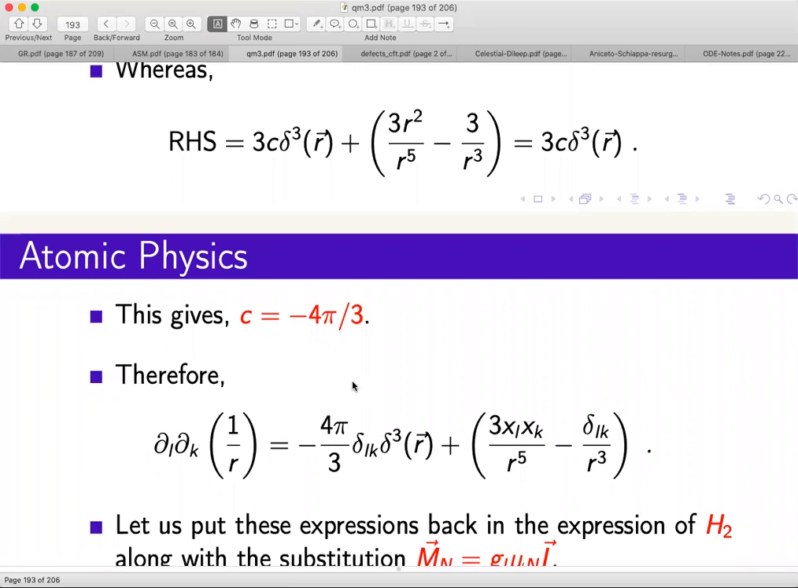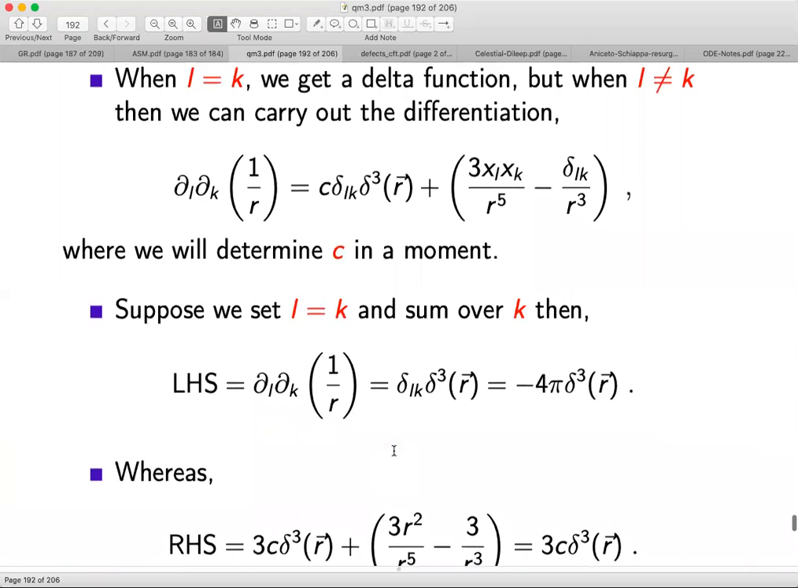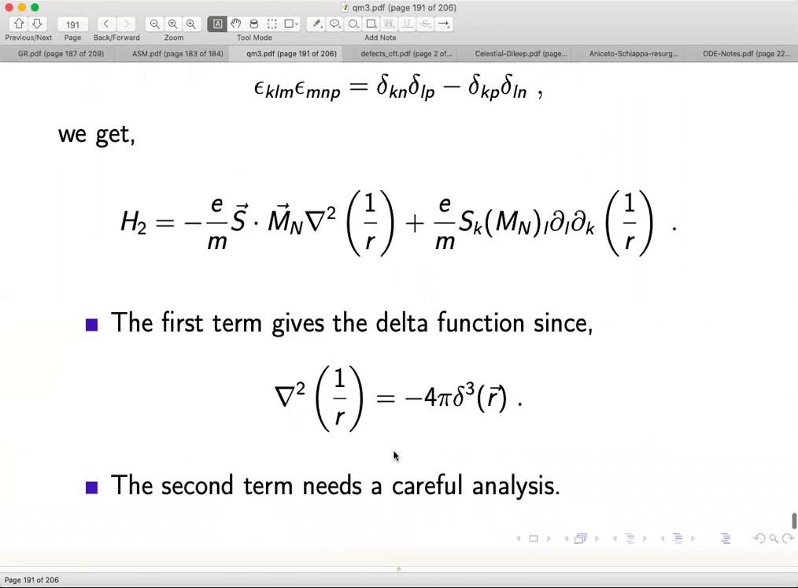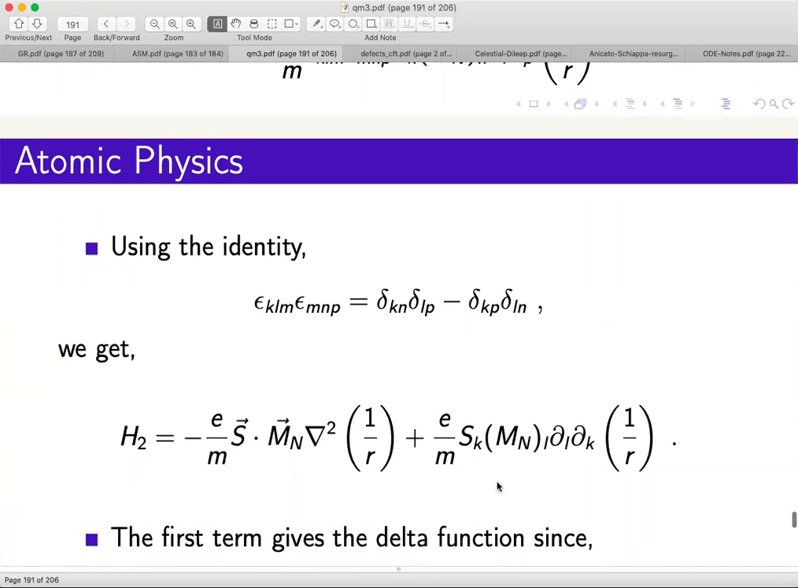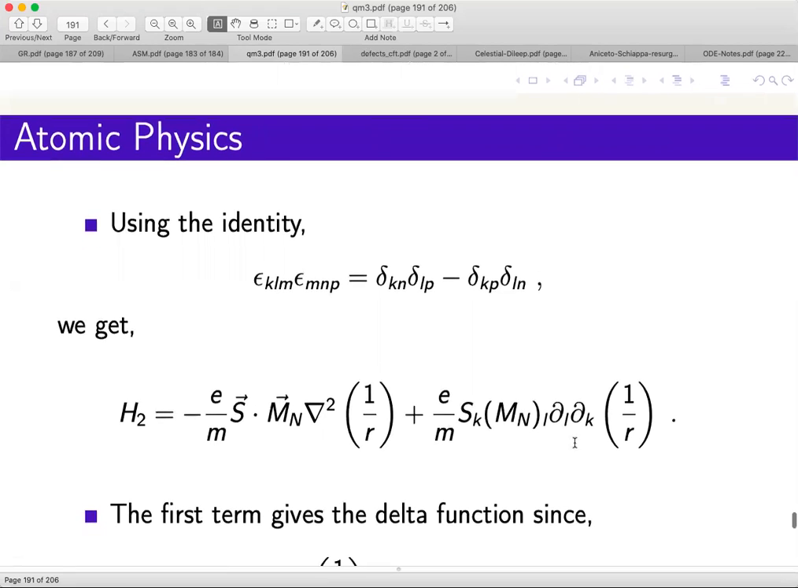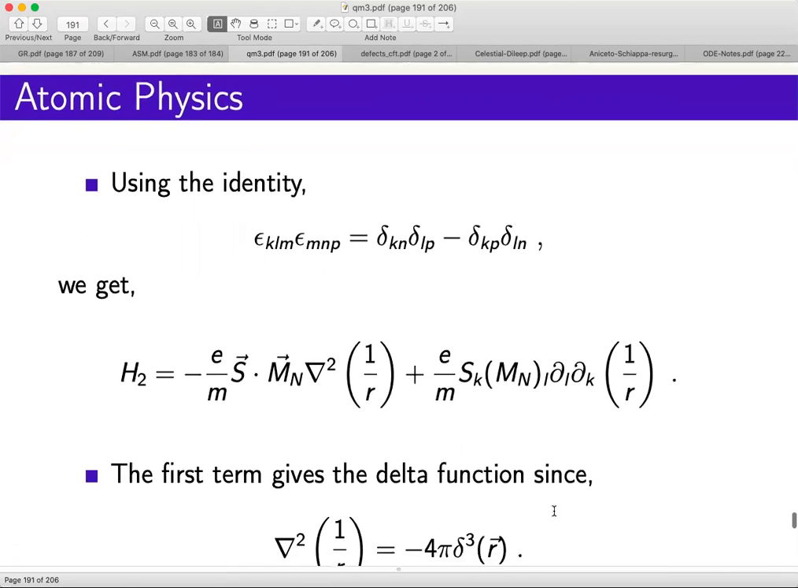So what we'll do now is take this expression and put it back into the expression that we had. Remember, why did we manipulate this one? Because H2 contains this term out here. H2 had 2 pieces. The first piece was easy because it was just the delta function. The second piece was relatively difficult, but we have just completed that manipulation. We'll just plug it in here.